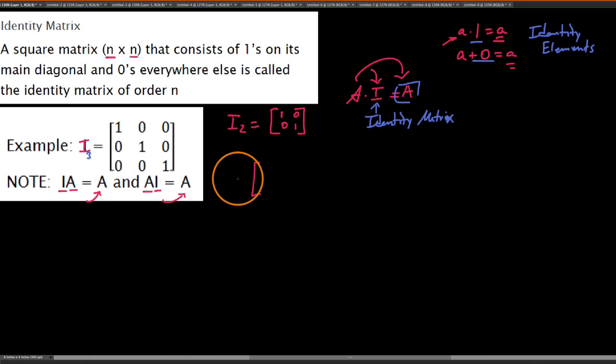We'll just make up a 2 by 2 here. Let's call this our matrix A, and how about 1, 2, negative 3, and 1? This is just as good as any other matrix. What I want to do is multiply this by the identity matrix of order 2.